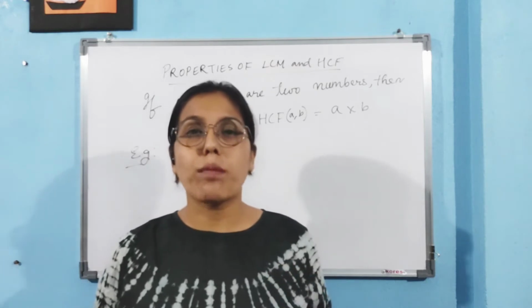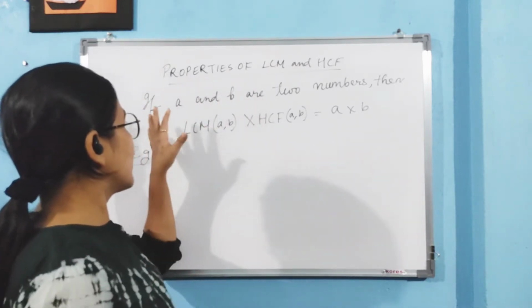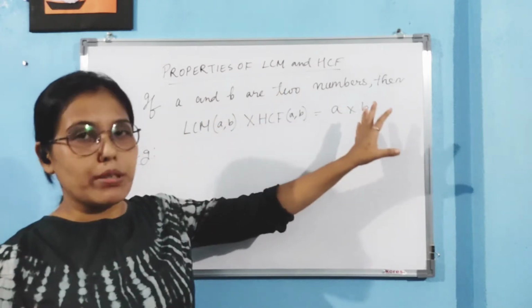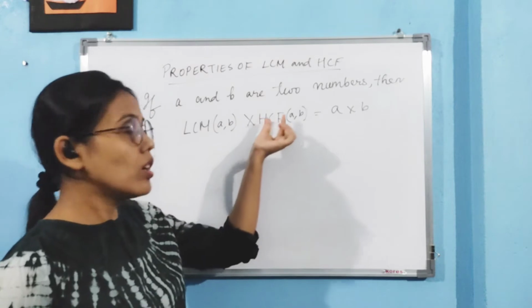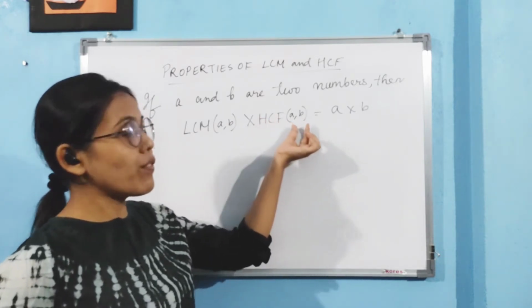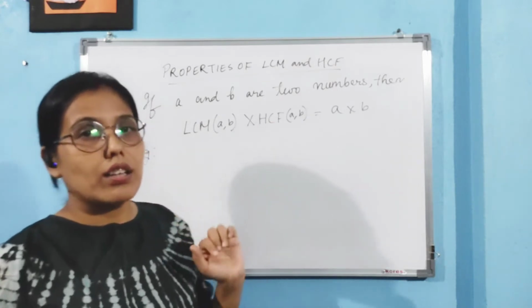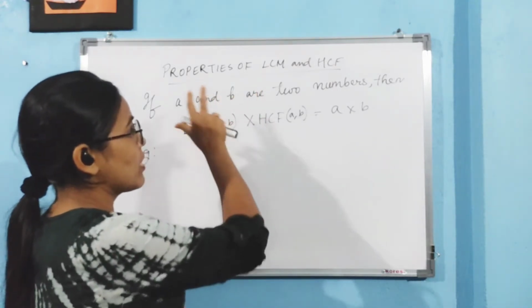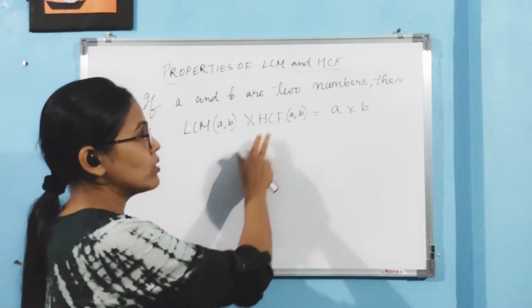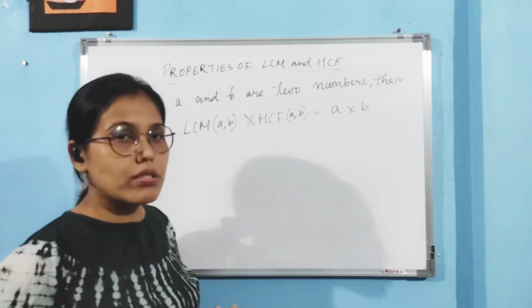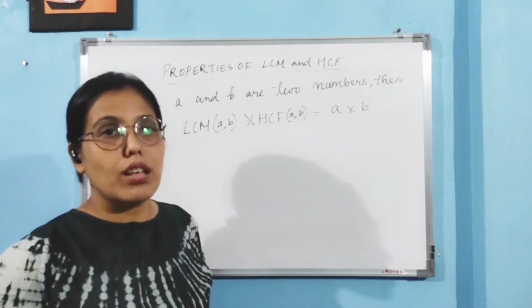So one property that is very useful is, if A and B are two numbers, then the LCM of A and B into the HCF of A and B is equal to A into B. So if there are two numbers, the LCM of the two numbers into the HCF of the two numbers is equal to the product of those two numbers.